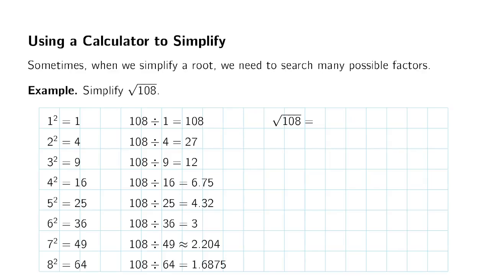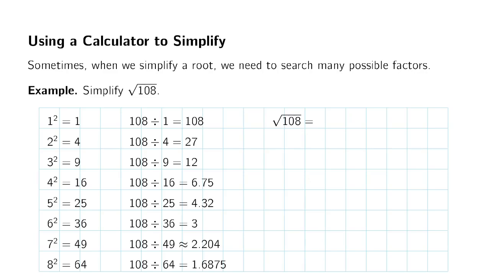Now, when we go to simplify a root of a number, sometimes we have to try dividing by a lot of possible factors. And we really want to make sure that we get the biggest possible factor for which we can actually take the root. How can we do that? Well, we have to go through and systematically divide until we know we've found all the factors. So here I'm trying to simplify the square root of 108.